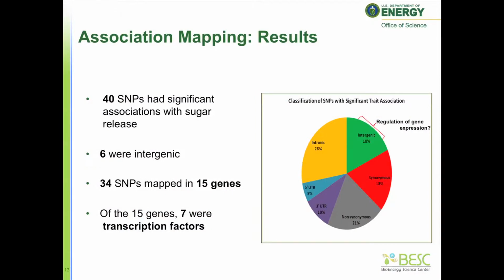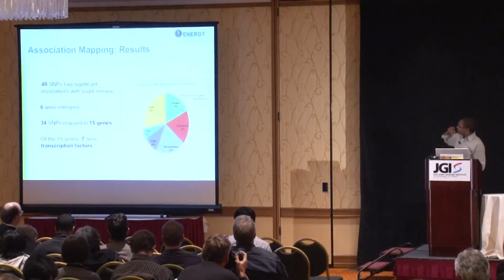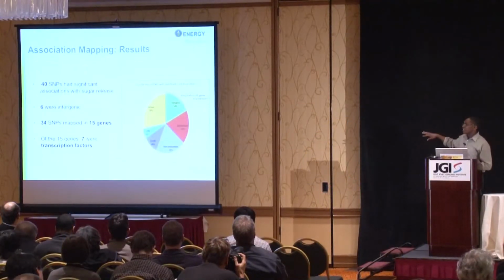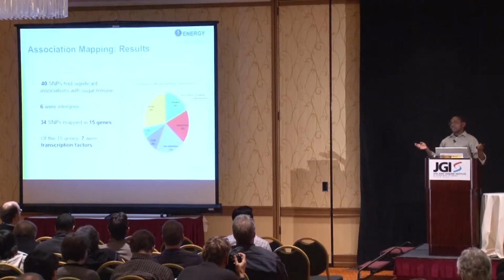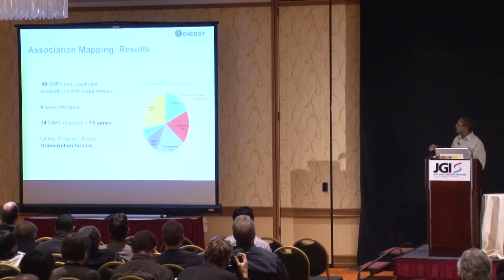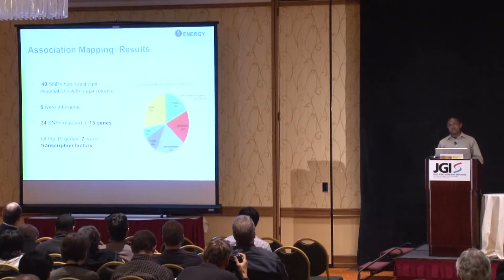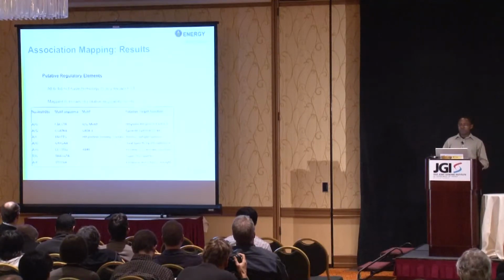So briefly, after we did the entire mapping effort, 40 SNPs had significant associations with sugar release, and 6 were, interestingly, within intergenic regions, and 34 mapped within 15 genes. And of the 15 genes, 7 were transcription factors. But then what piqued my interest, and I put out that pie chart, which represents many additional other phenotypes that we've been analyzing, is that quite an abundance of SNPs in the intergenic regions are showing up in these associations, and I was interested to see what's going on here. Could they be in regulatory elements or not?